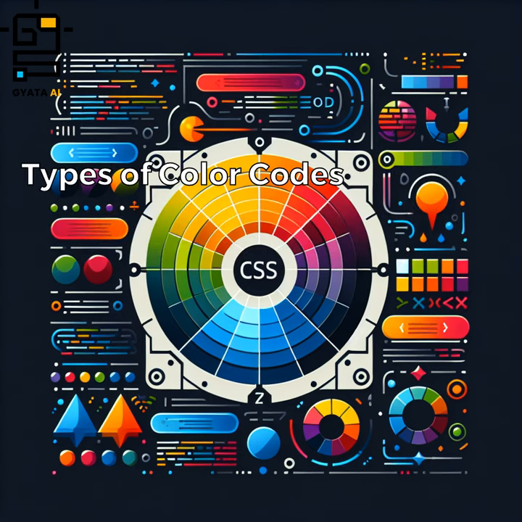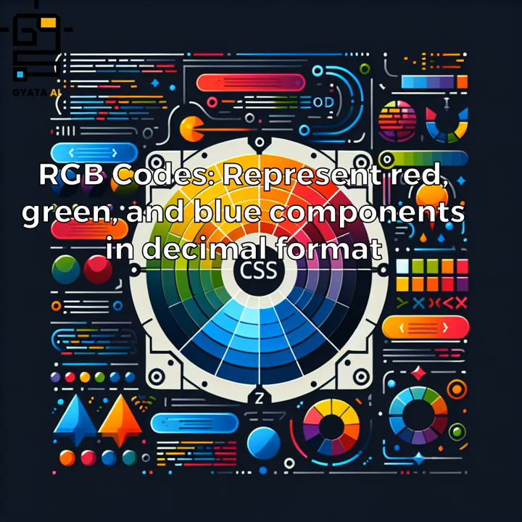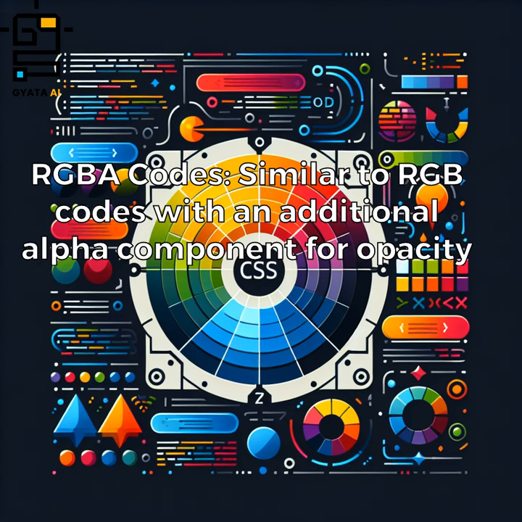Types of color codes. Hexadecimal codes are 6-digit codes representing the red, green, and blue components of a color. RGB codes represent red, green, and blue components in decimal format. RGBA codes are similar to RGB codes with an additional alpha component for opacity.